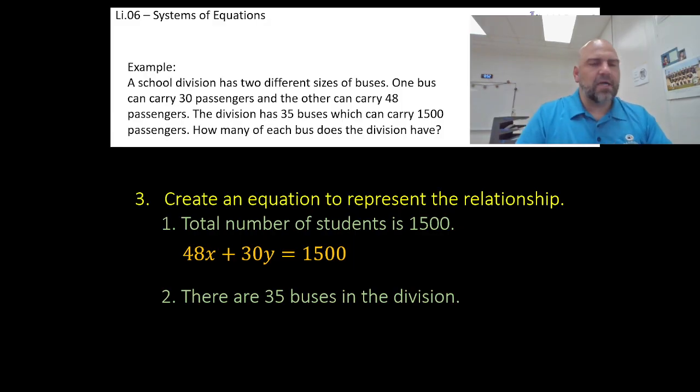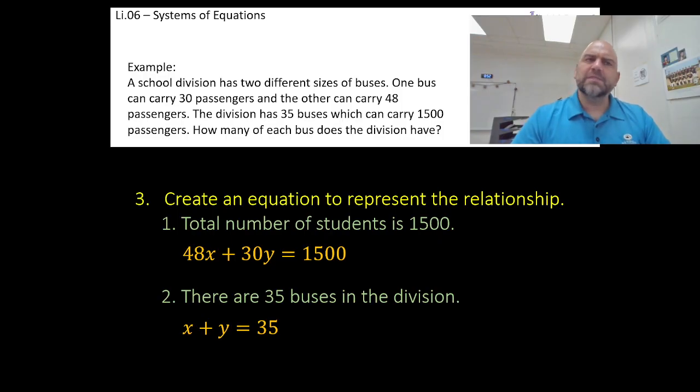That's maybe a bit more of a tougher one, and maybe the reason why I did that one first as well. The second equation, the 35 buses in the division, we should be able to know that that is x plus y is equal to 35. That's going to be our next one because we know that the number of large buses plus the number of small buses is equal to 35. All right, so here's our two equations.